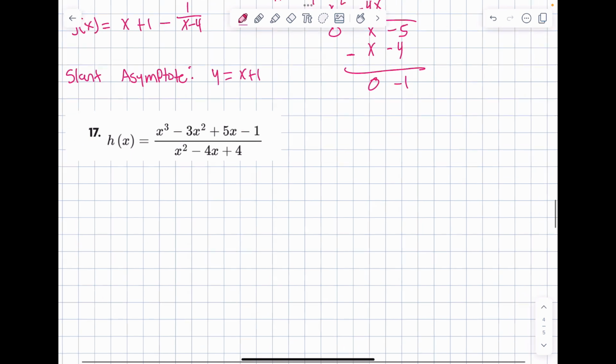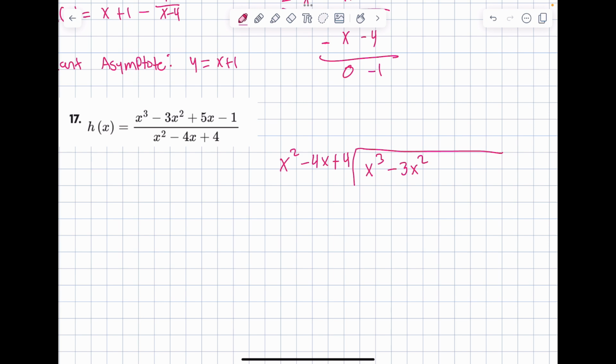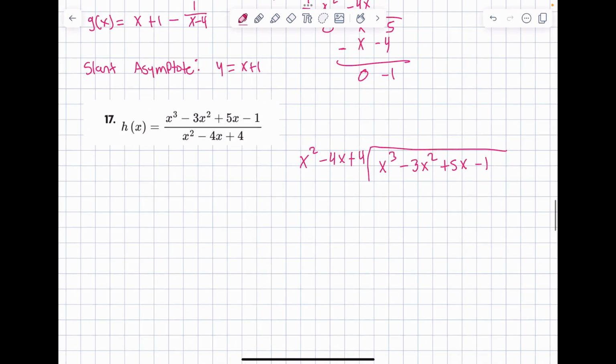Okay, great. Let's do it. So I get x squared minus 4x plus 4 into this big division house, x cubed minus 3x squared plus 5x minus 1. So how many times does x squared go into x cubed? Just going to be x.